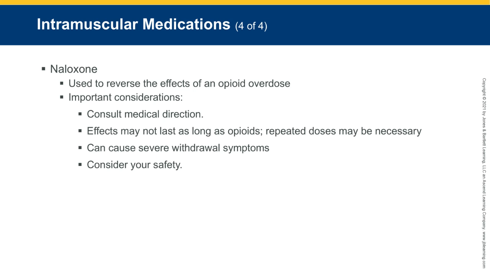Another important IM medication is naloxone, also known as Narcan. Naloxone is used to reverse opioid overdoses by blocking opioid receptors in the brain. While naloxone can save lives, it may trigger withdrawal symptoms, which can include agitation, vomiting, and even aggressive behavior. Always follow protocol and ensure medical control is aware of any naloxone administration.